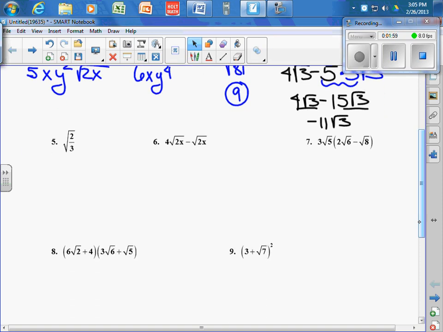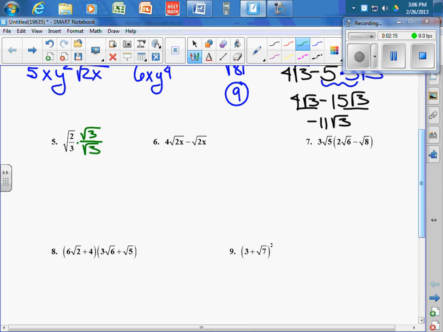In number 5, radical 2 can't be simplified. Radical 3 can't be simplified. I don't have any perfect squares. I can't reduce the fraction 2/3, so I'm going to have to rationalize the denominator here. I'm going to multiply by radical 3 over radical 3.